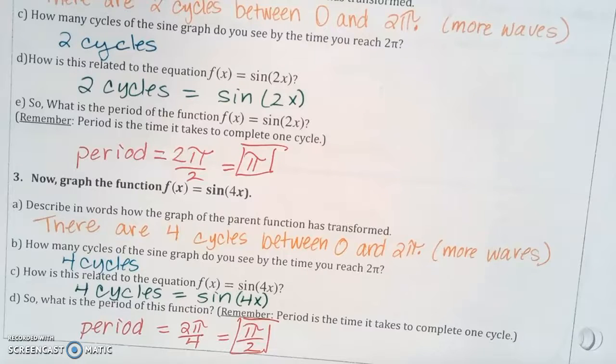That will mean that 4 cycles will be equal to the sine of 4x. So if we take a regular period of 2 pi divided by 4, we end up having a full cycle every pi over 2, or 1/2 pi.